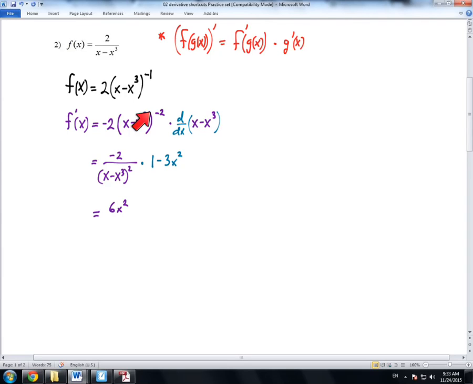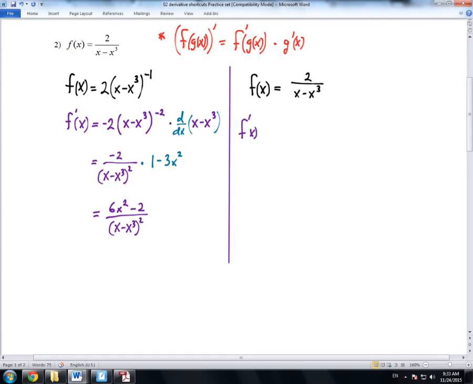Here, all I did was take the negative 2 power and bring it down to the denominator, making it a positive power. So (x minus x cubed) squared is in the denominator, and the derivative of x is 1, and the derivative of x cubed is negative 3x squared. And so all I'm going to do now is distribute the negative 2 into the 1 minus 3x squared, and I get that. Looks real nice.